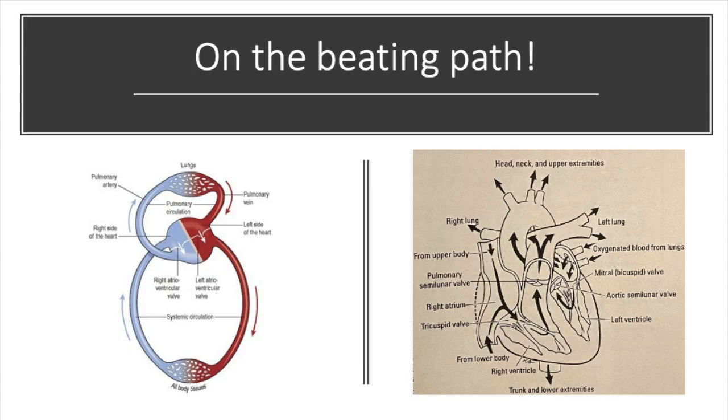Remember, the heart is a double pump, so it has two circuits. One is heart to lungs and back to heart, and the other is heart to body and back to heart. These are called the pulmonary circulation path and systemic circulation path respectively. Every drop of your blood travels around the double circuit about once per minute.